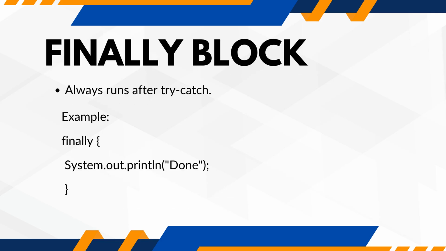Another important part of exception handling is the finally block. The code inside a finally block always executes, regardless of whether an exception occurs or not. This makes it useful for tasks that must be completed before the program continues, such as closing files, releasing resources, or displaying completion messages. In the example shown, the message "Done" is displayed every time the program finishes the try-catch process. The finally block helps ensure that important cleanup operations are always performed.